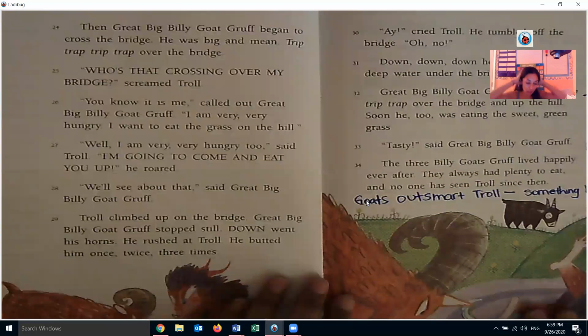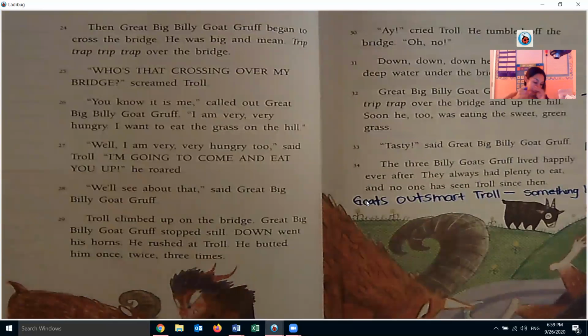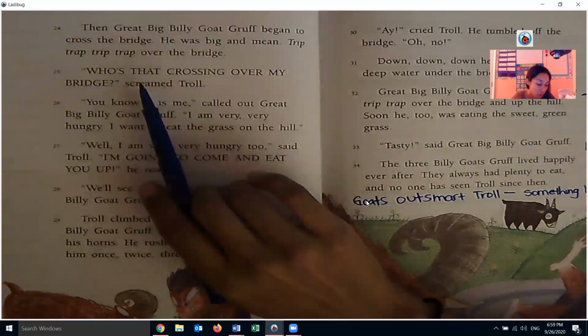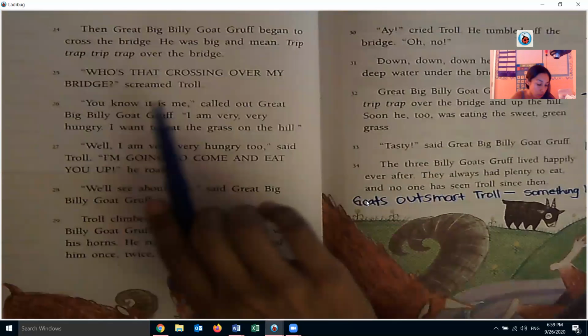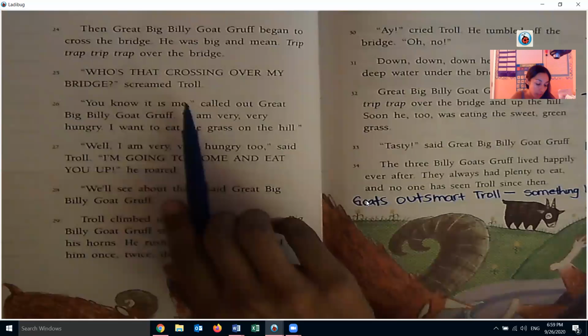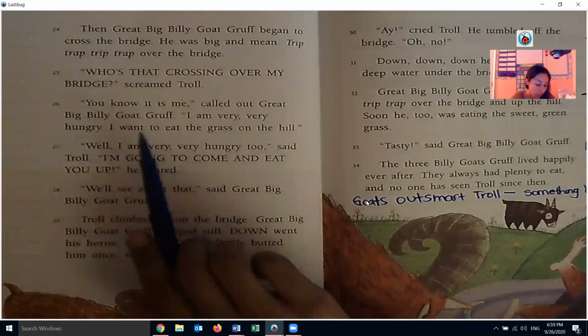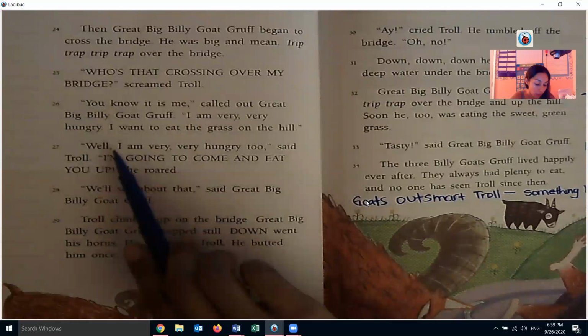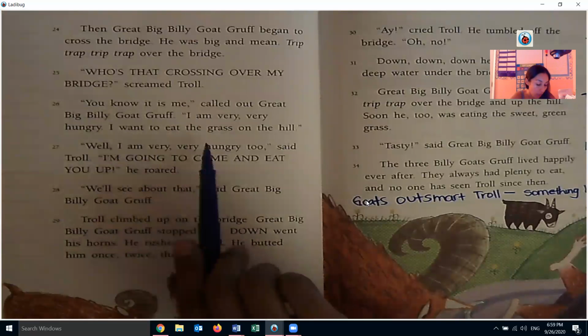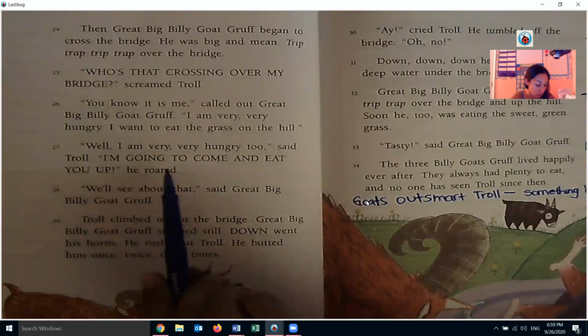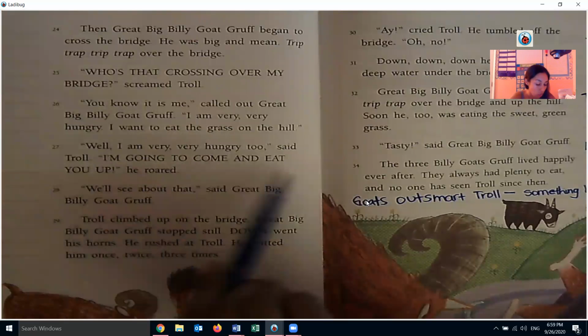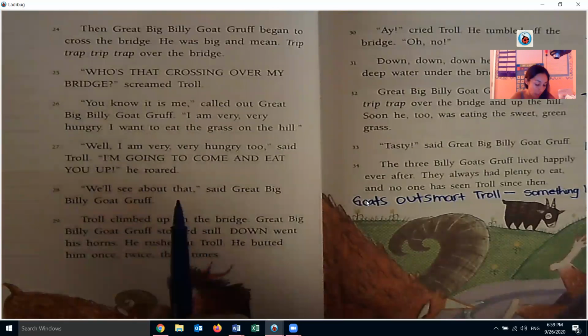Then great big Billy Goat Gruff began to cross the bridge. He was big and mean. Trip, trap, over the bridge. "Who's that crossing over my bridge?" screamed Troll. "You know it is me," called the great big Billy Goat Gruff. "I am very, very hungry. I want to eat the grass on the hill." "Well, I am very, very hungry too," said Troll. "I'm going to come and eat you up," he roared. "We'll see about that," said great big Billy Goat Gruff.